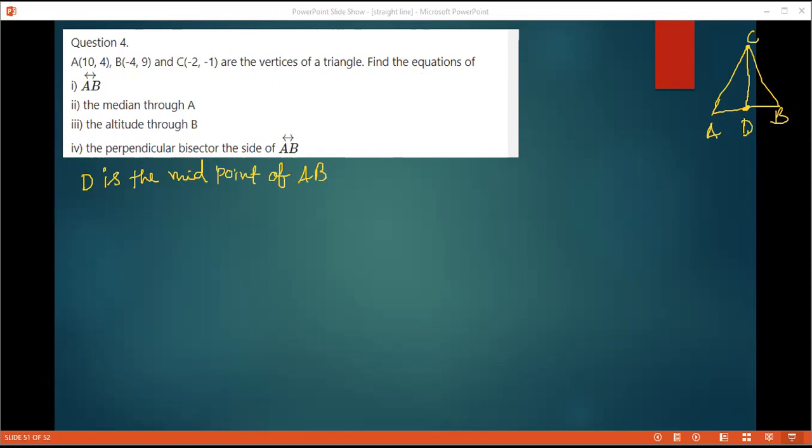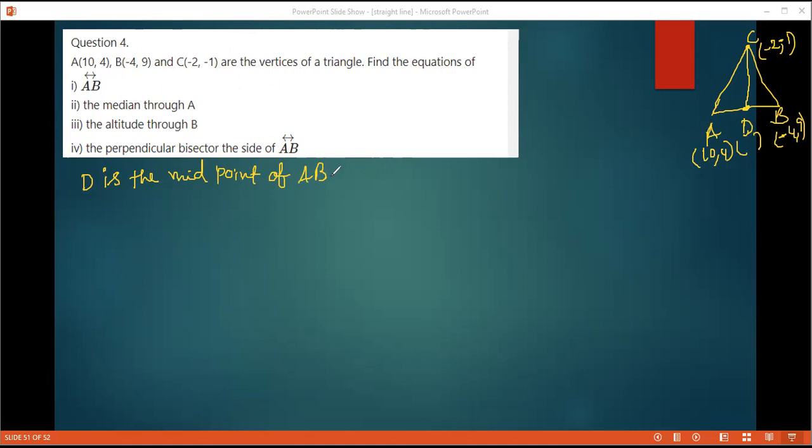So we know the coordinates of A, B, C. Three coordinates. A is 10, 4. B is minus 4, 9. And C is minus 2, minus 1. These 3 points, we have to get the coordinates of D, right? If D is the midpoint, do you know how to find the coordinates of a midpoint when the two endpoints are given? x1 plus x2 by 2, y1 plus y2 by 2.